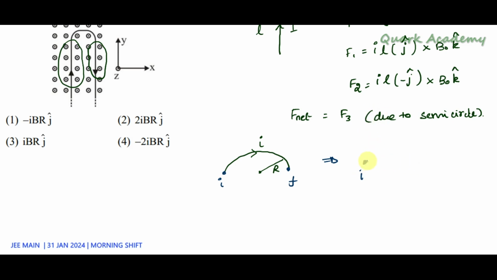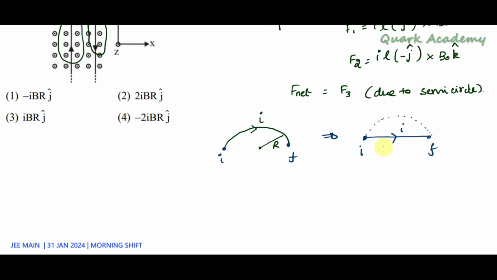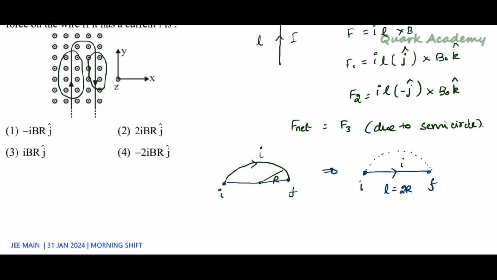So this is I and this is going to be F, and this is our semicircular path. Irrespective of the shape, if you consider the starting point and ending point, and you know the current, then the forces are going to be equal. Of course, I'm not going to do the derivation. This is a result you can consider, and we can find the force accordingly. So here the length is going to be twice the radius, because this side is r and here one more r, so the length is 2r, and current direction is in the x-axis direction. So current is in this direction.